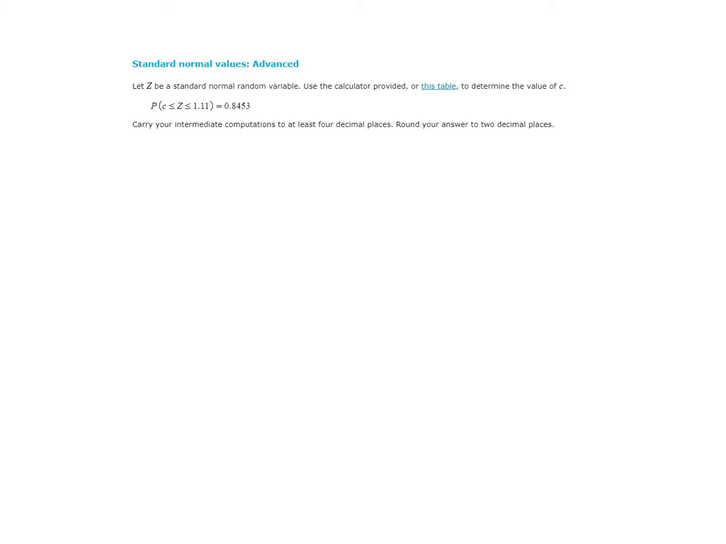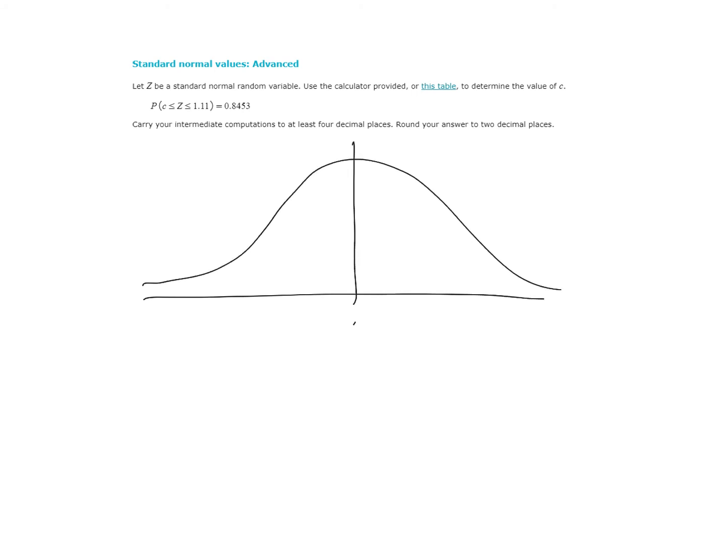All right, so let's just read what we got here. It says, let Z be a standard normal random variable. Okay, remember, standard normal curve. This is 0. Standard deviation is 1. It says, use the calculator provided or this table. You're going to be using your TI to determine the value of C. All right, and so these C's, these are standard deviations.